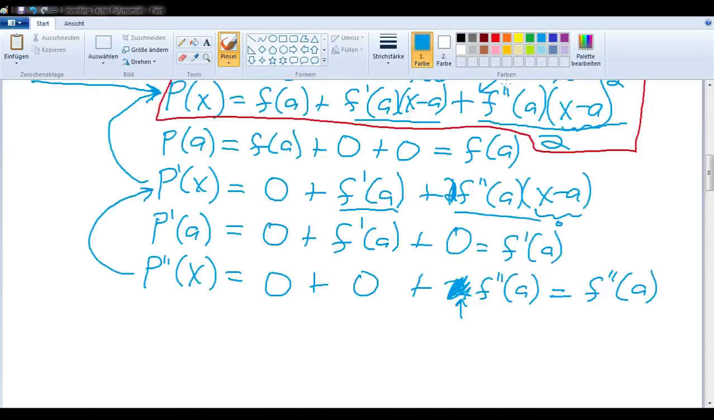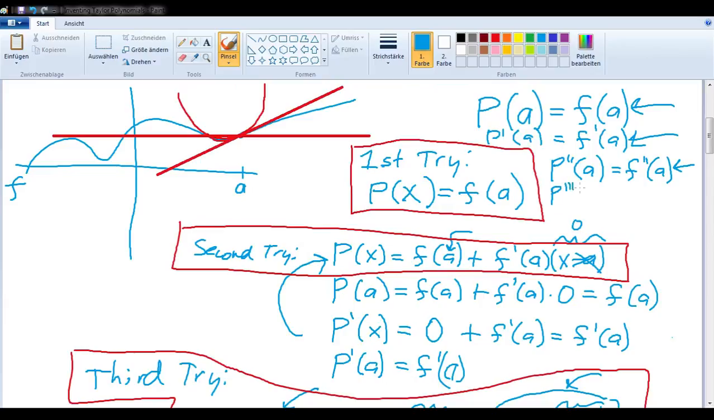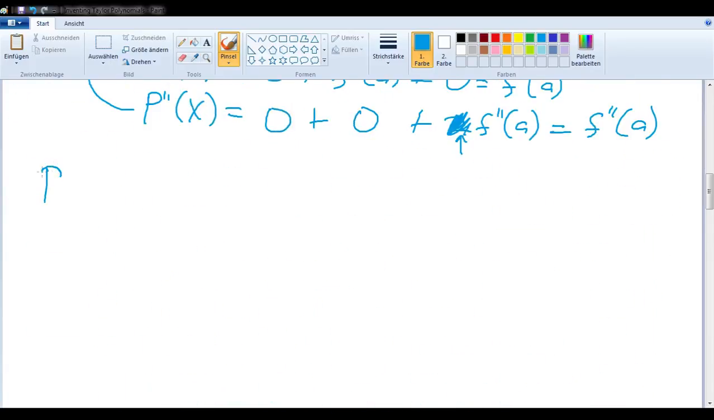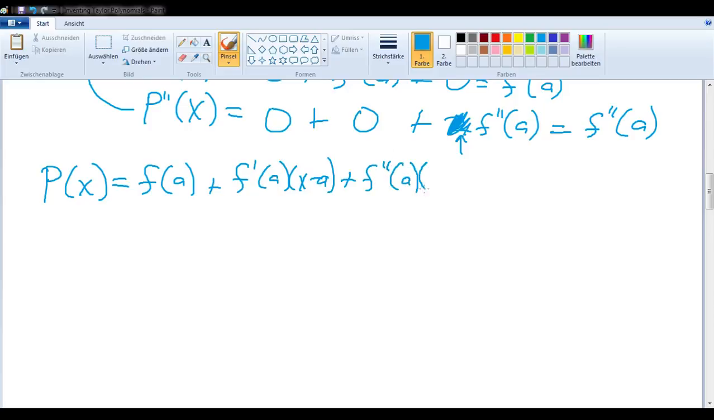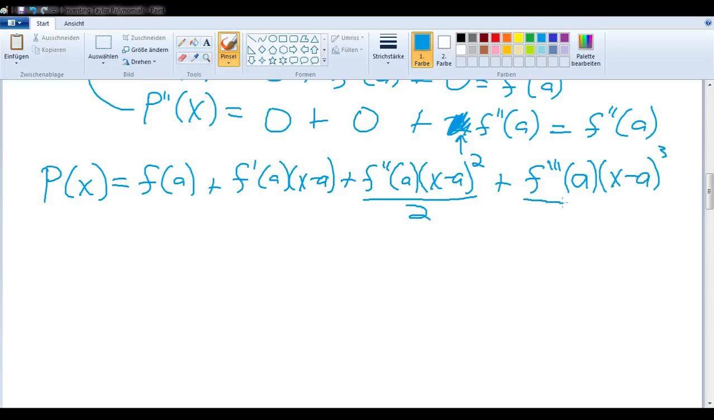Okay, so our fourth try, we would then want to have p triple prime of a being equal to f triple prime of a. So let's just continue our pattern that we had before. We would have f of a plus f prime of a times x minus a, because we want this x minus a to hang around a little bit. And then we had f double prime of a times x minus a squared, because we want this x minus a to hang around a little bit longer. We divided that by 2. And then we had f triple prime of a. Well, we didn't have that, but that's probably what we would expect. And we would probably expect this to be a 3. And then we would probably be dividing by something, but we don't know exactly what, because here we didn't have to divide by anything. Here we didn't have to divide by anything, and then here we suddenly had to divide by 2.